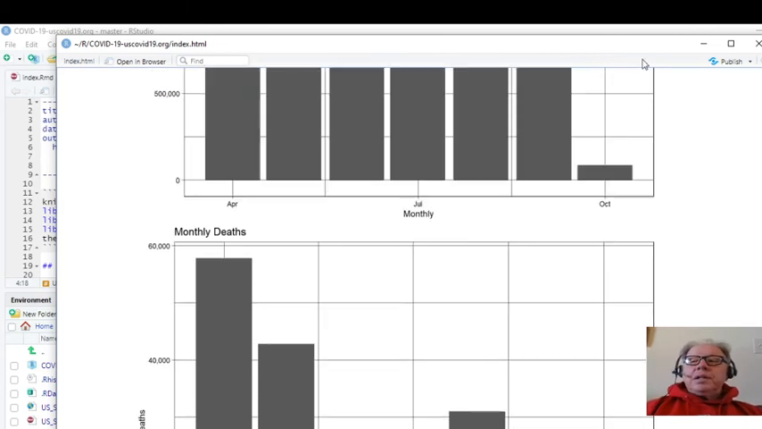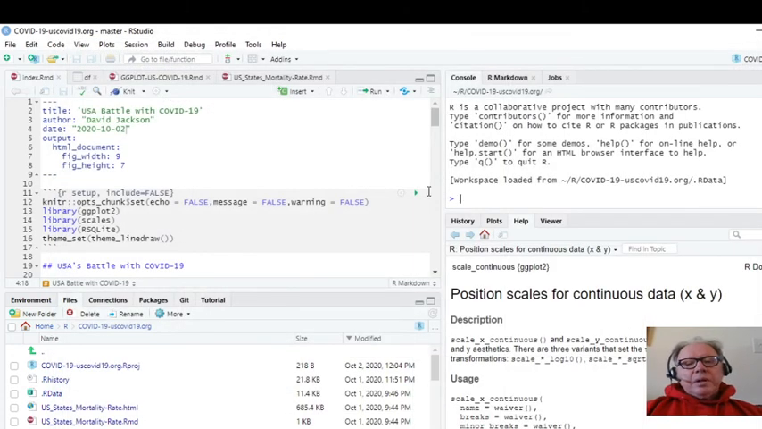Okay, so this takes care of the United States numbers. So that concludes our report for the United States. I would say the report for the United States is still good, because we saw declining cases by week and by month. We saw declining deaths by week and by month.